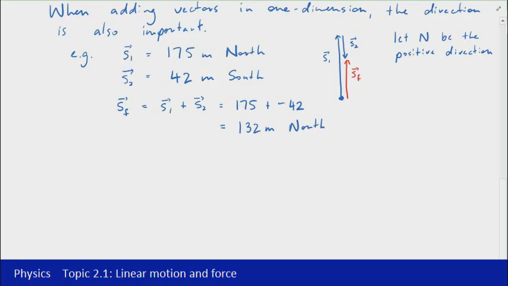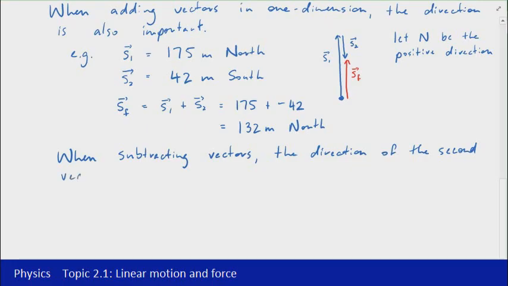Let's say for some reason you knew what that final displacement was and you needed to know what one of the original displacements was. That becomes a case of subtracting vectors. In the case of subtracting vectors, we're not actually really going to subtract. The direction of the second vector will basically be reversed and added to the first.